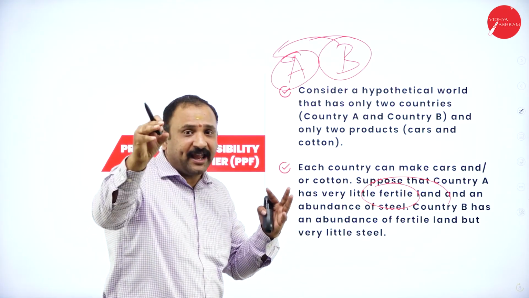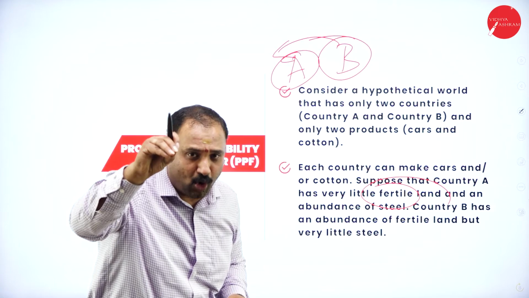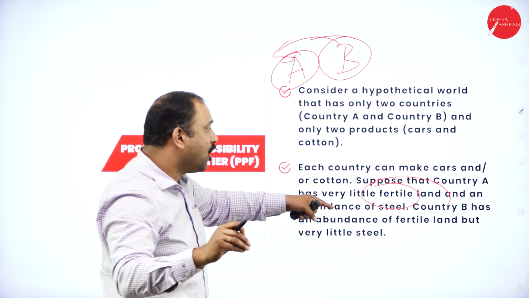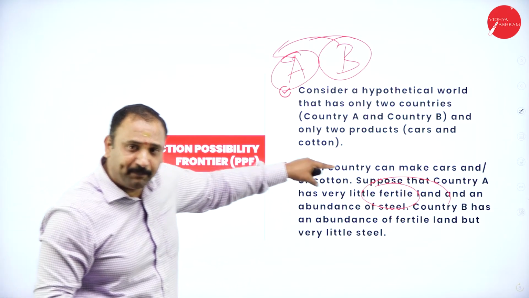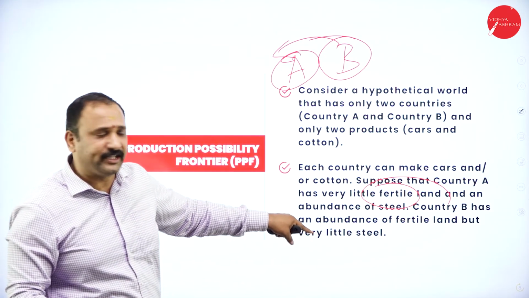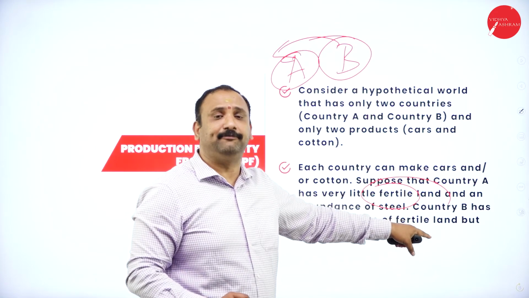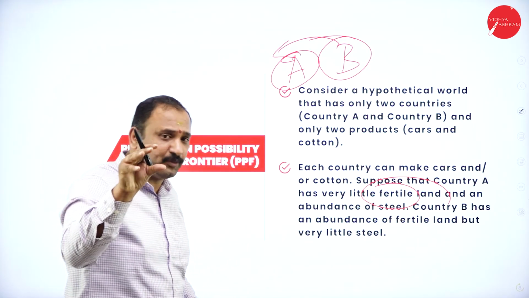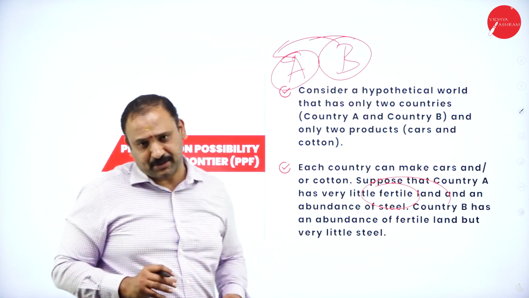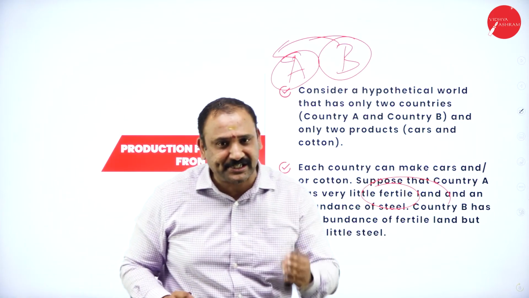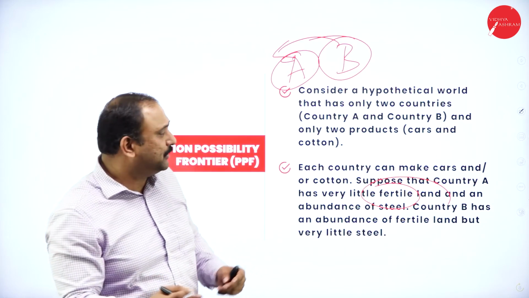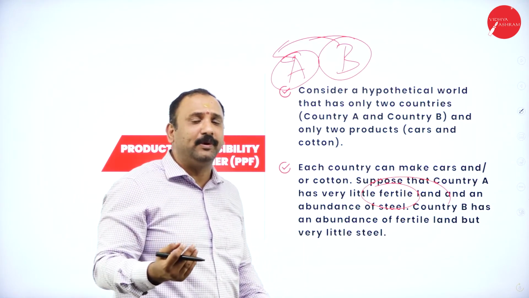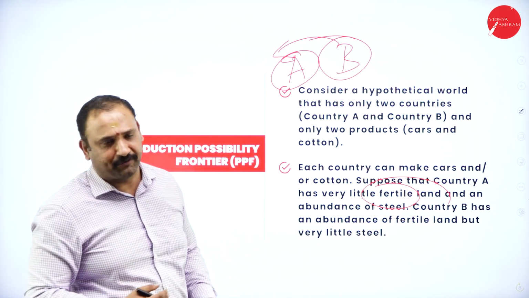Now for A, they can concentrate more on the production of cars because there's an abundance of steel, and B on the production of cotton since they have an abundance of fertile land. That's exactly where we are bringing in the production possibility frontier. Make the best use of the resources that you have so that you will be able to take it further and grow the progress of your country.